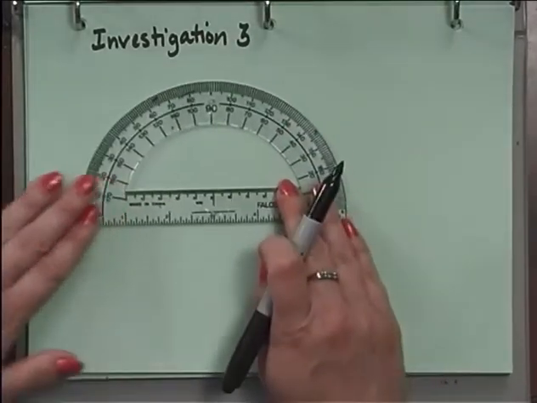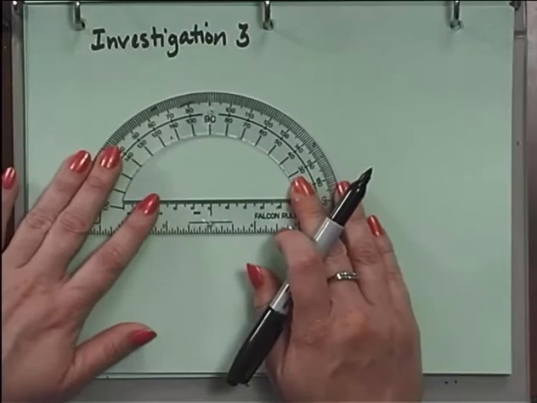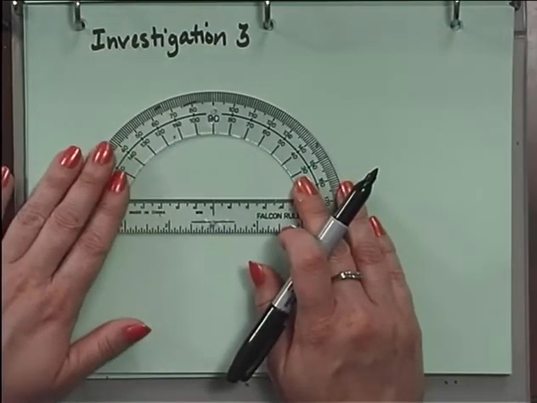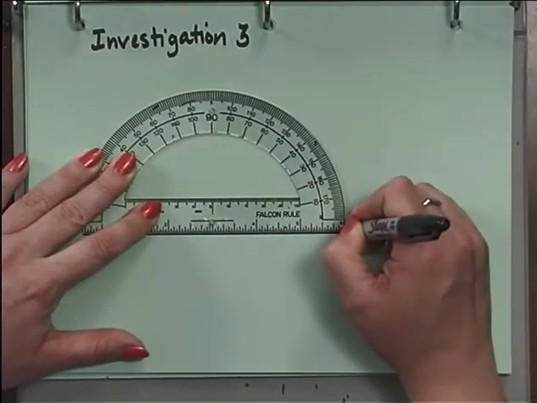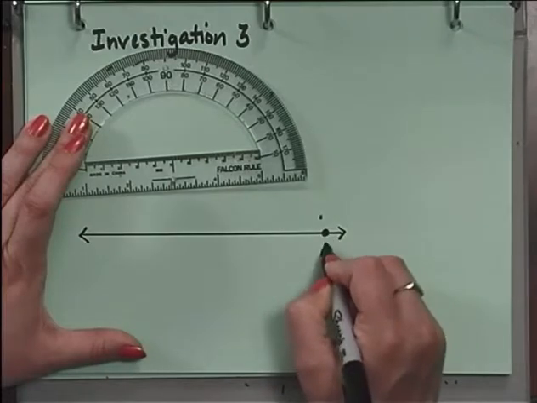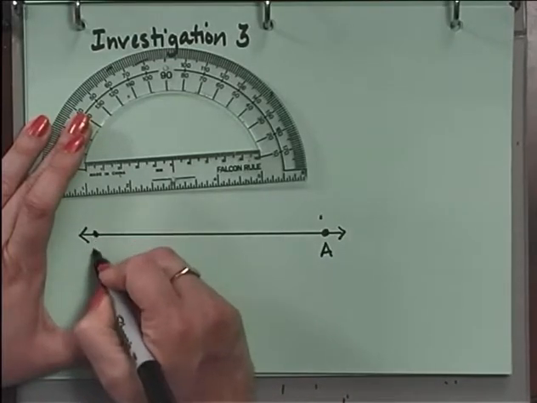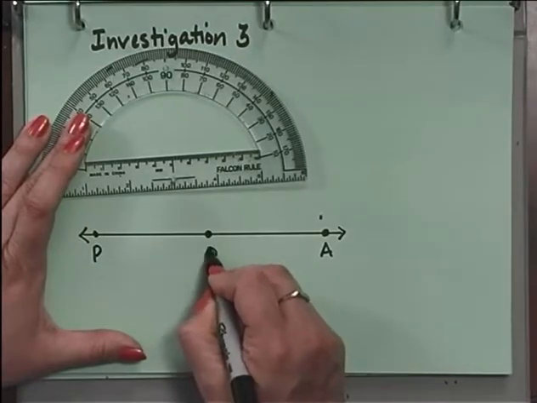Now what I'm going to do is just show you how to measure and draw angles using a protractor. So I'm going to copy the diagram that is on page 159 of your text. Now this diagram is showing some angles, and the angles are 2 angles. We're going to designate this as O right here.